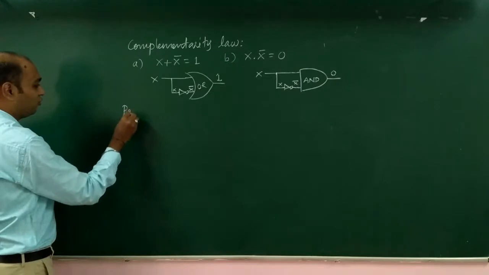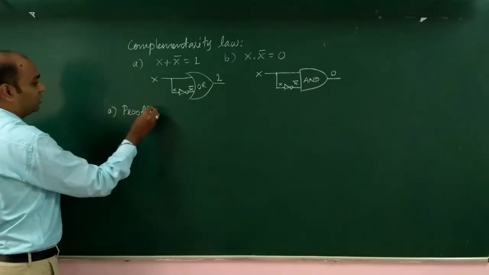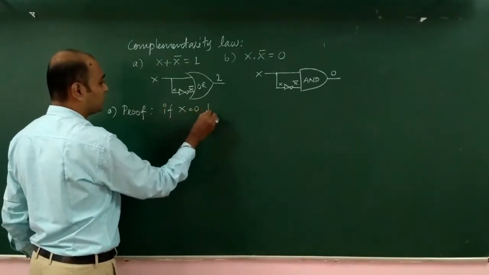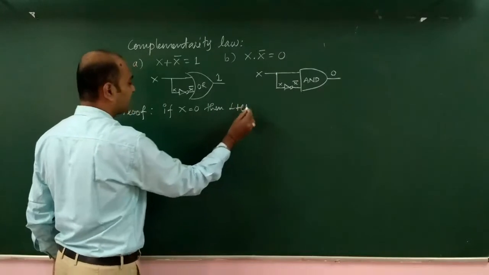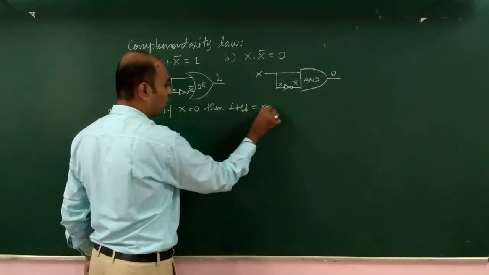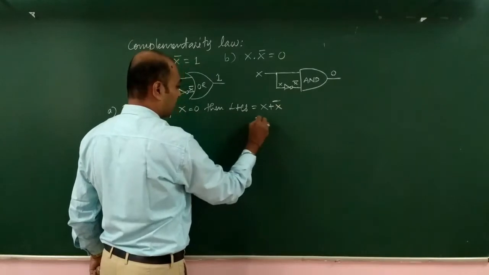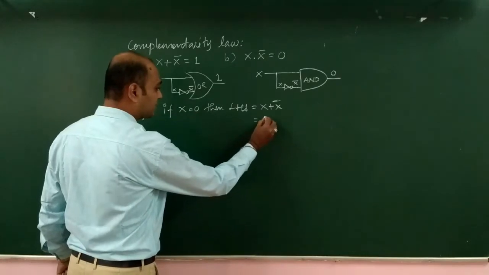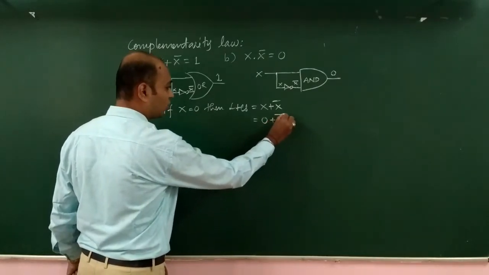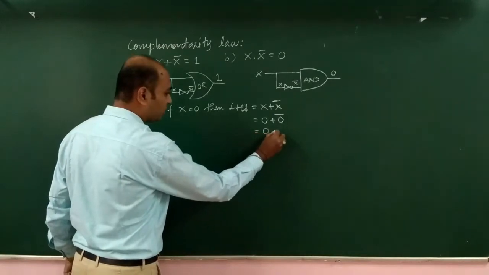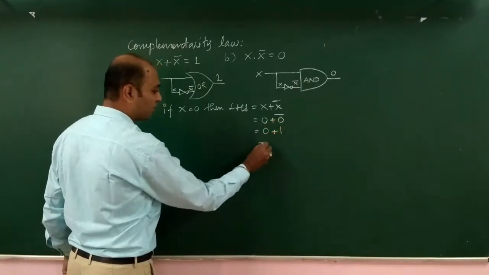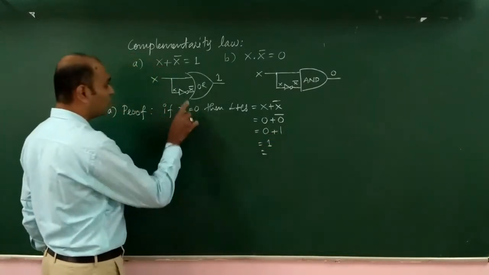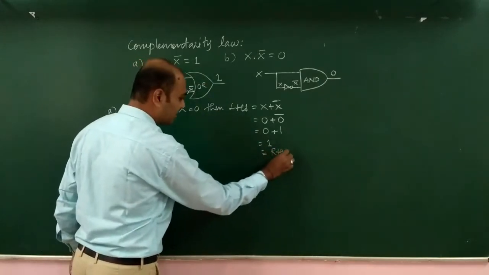Let us have the proof of A. First we will write if x is equal to 0, then we will write LHS is equal to x or x bar is equal to, here we will write substitute the value of x is equal to 0. Here x is 0 and x is 0 complement. Here we will write 0 or 0 complement gives me 1. Here 0 or 1 gives me 1. So 1 is what? 1 is RHS. So that is right hand side.